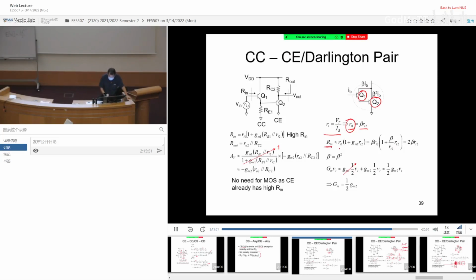Now, what is Rin? For Rin, you can use the reflection rule that we derived. It's basically Ri1 multiplied by 1 plus Gm1 and the resistance Ri2. So no trick. But we already know Ri1. Ri1 is beta times Ri2. We also know Gm1. Gm1 is given by beta divided by Ri1, and Ri1 is actually given by beta times Ri2. So Ri2 cancels, beta cancels. So this ends up having a factor of 2. So effectively, your input resistance is 2 beta times Ri2.